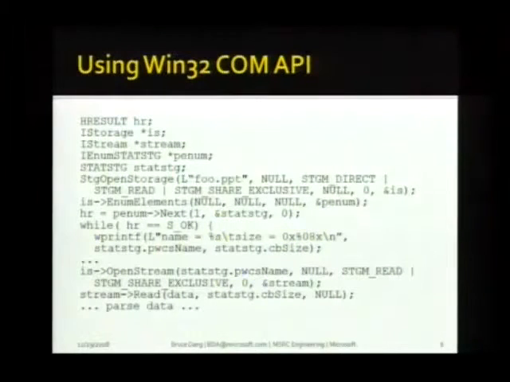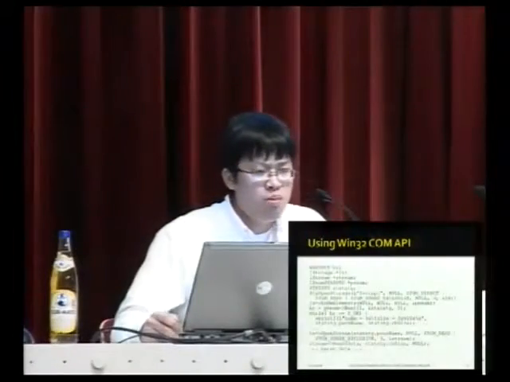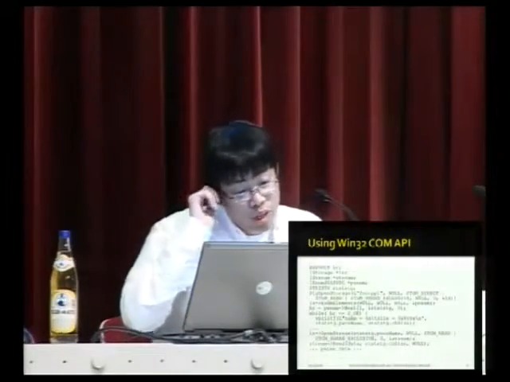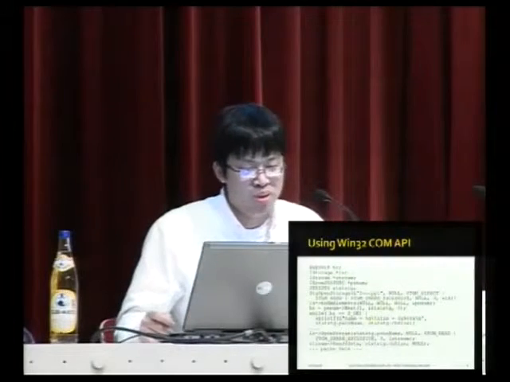Basically, all you do is call a function like STG open storage and pass a file name. Then you tell it what mode you want to read it in, like read or write, and then you enumerate all of the storages and streams, go through them, and read them. This is very similar to, for example, open and read in Unix. It's the same thing, except it's in Windows.